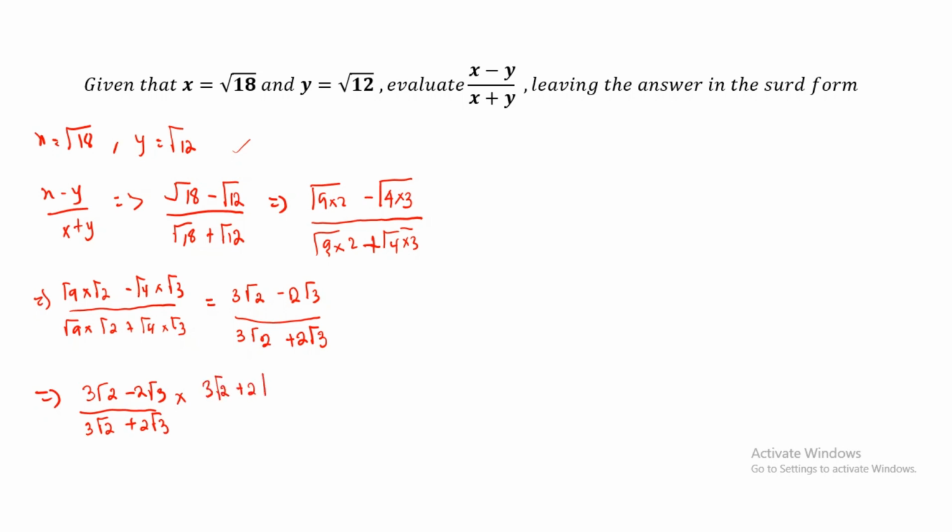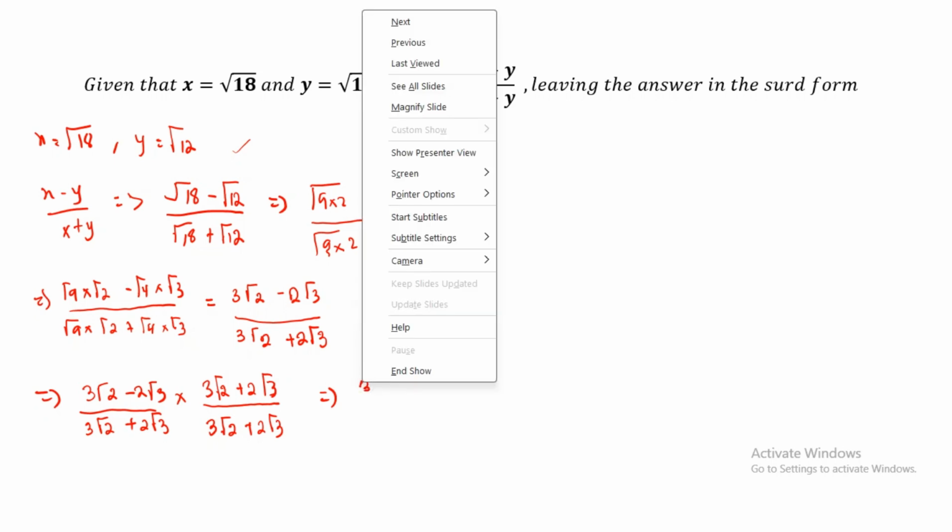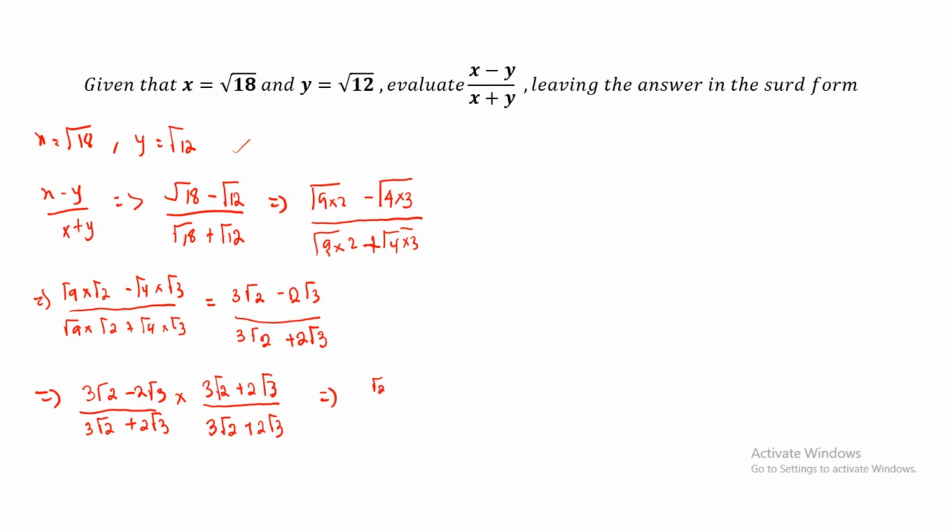Please, if you are confused about how they find the conjugate, I'll be putting the link of that video in the description so that you can refer to it. So if you solve this, this times that, so we have 3 square root of 2 minus 2 square root of 3 multiplied by this, all over this side.